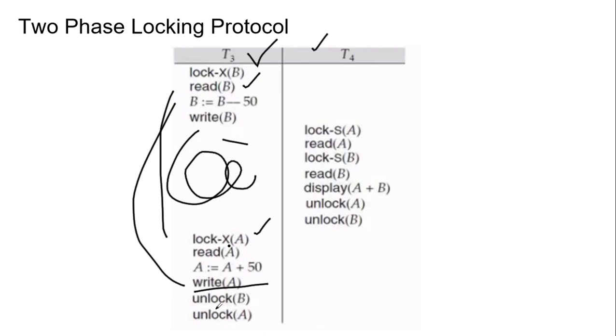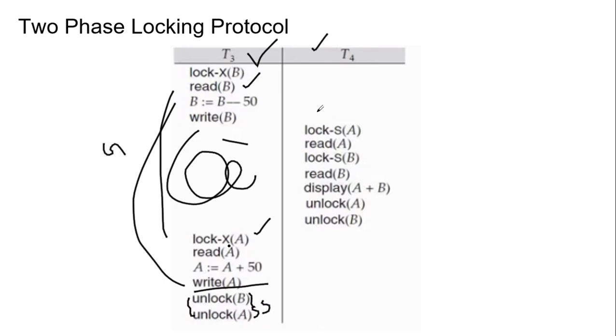Now the shrinking phase: in the last part of this transaction we can see two statements, unlock of B and unlock of A. These two statements we call the shrinking phase, because the shrinking phase means it will release locks but it will never obtain a new lock. Here it is not obtaining any new lock, instead it is only releasing the previous locks which were kept on B and A. So this is a shrinking phase and this is a growing phase.